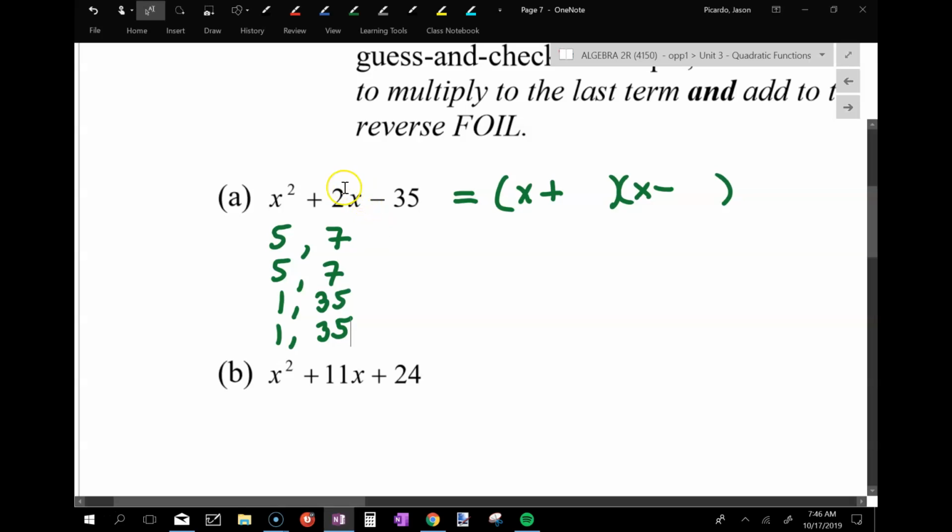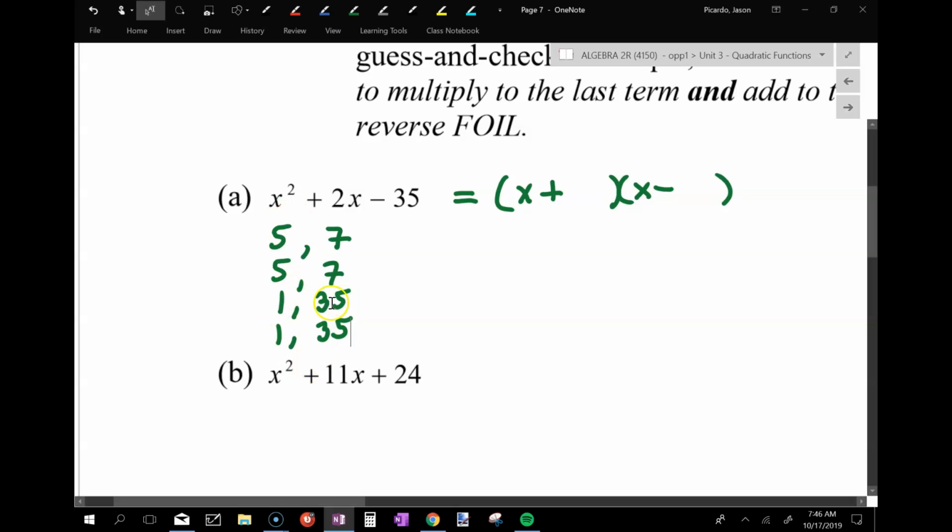But this middle term has to be a 2, right? Do any of these choices have a sum or a difference of 2? Can I add them together or can I subtract them to get a 2? If I add these together, I get 12. If I subtract them, I get 2 or negative 2, depending on the order that I do it. So it all depends on the way I want to play the game. Does that make sense? Okay.